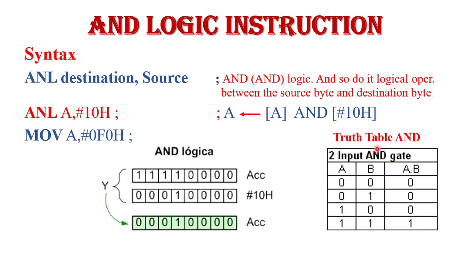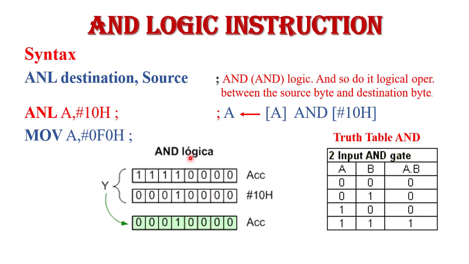Now this is the truth table of the AND gate. These two are the inputs of the AND gate and this is the output of the AND gate. If the inputs of the AND gate are 0, 0, the output is 0. For inputs 0, 1, the output is 0. For inputs 1, 0, the output is again 0. And if the inputs of the AND gate are 1, 1, the output is 1.